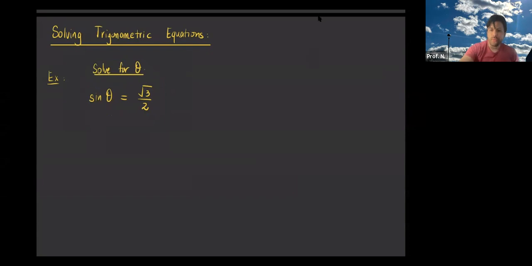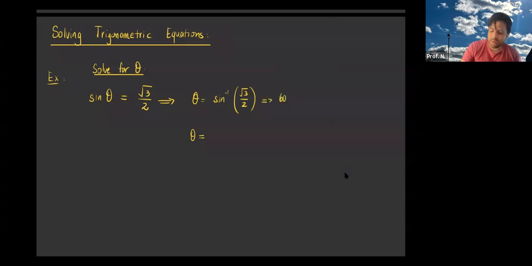Now, how do I get theta? Don't I do this? Theta, isn't this sine inverse of rad 3 over 2? And then what is sine inverse of rad 3 over 2? Sine of what angle gives me rad 3 over 2? Yeah, it's 60 degrees, right?